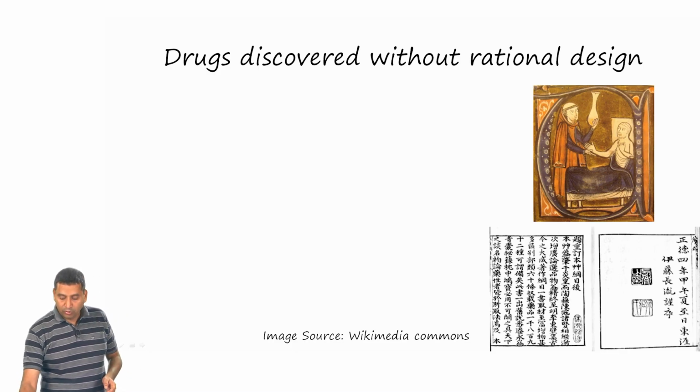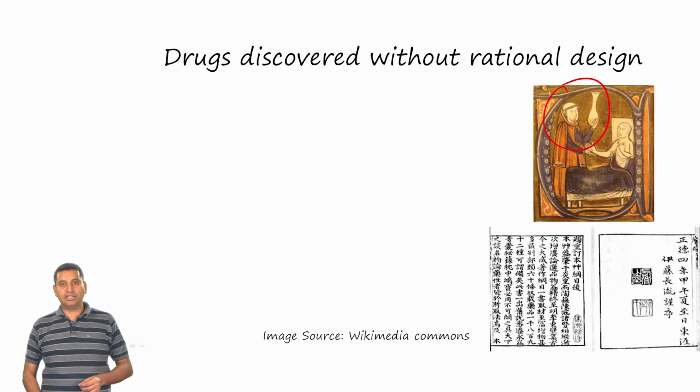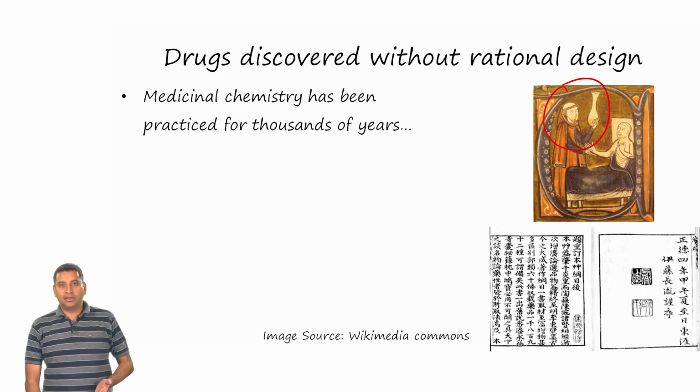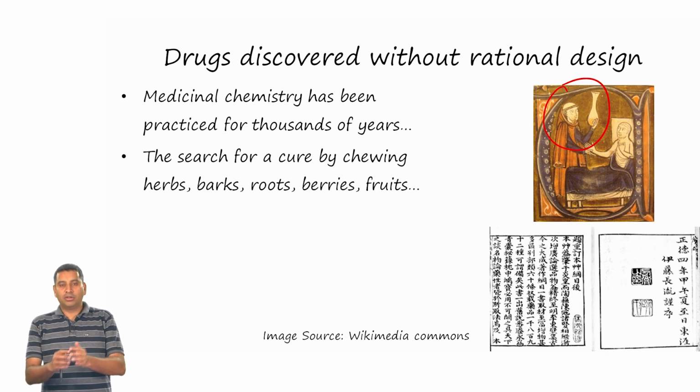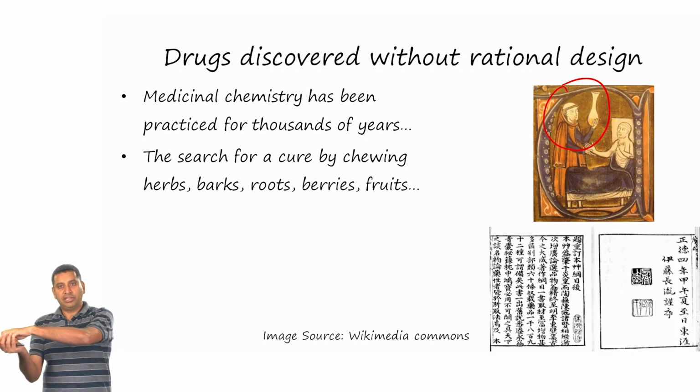Here is a person who has a potion in his hand and he is administering it to a patient. This is an old image from Iran, and the contents of the potion are what is going to create a desired effect. These practices have been followed for thousands of years, and they typically look for herbs, barks, roots, fruits or berries which can be crushed and made into some sort of potion which is then given to the patient.